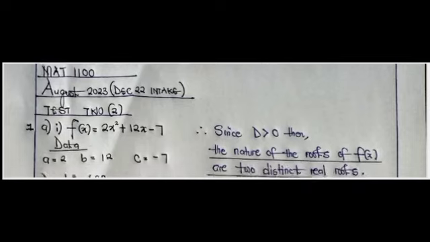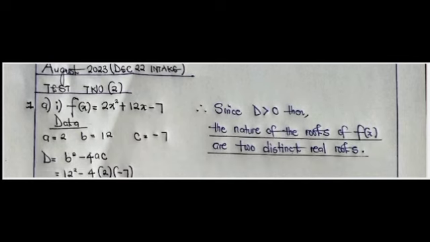Now, to get things underway, let us move straight to question 1a, which reads: given that f of x is 2x squared plus 12x minus 7, the first part of the question says, determine the nature of the roots of f of x. When we are trying to determine the nature of the roots of f of x, we need to list down the data according to our question. A is 2, B is 12, and C is negative 7.